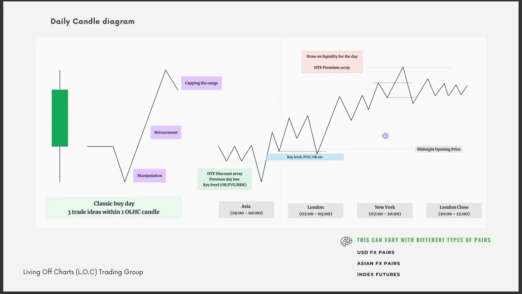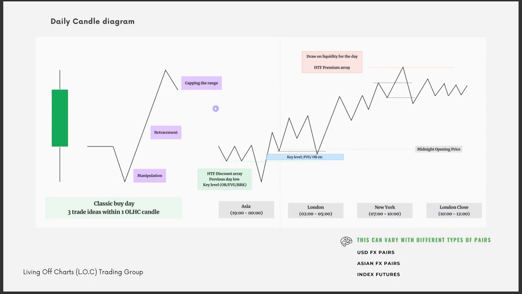So let's break down the daily candle diagram. We just went over that weekly candle on GBP CHF, and now we're going to go over that daily candle on GBP CHF, which is a classic buy day. So same thing as the weekly candle, there are still 3 trade ideas within one open, low, high, close candle. And like I said earlier, we had the Monday, Tuesday, Wednesday, etc. on the weekly candle. Now we can use these sessions over here: we have Asia session, London session, New York, and then also London close. These are all kill zones from ICT.